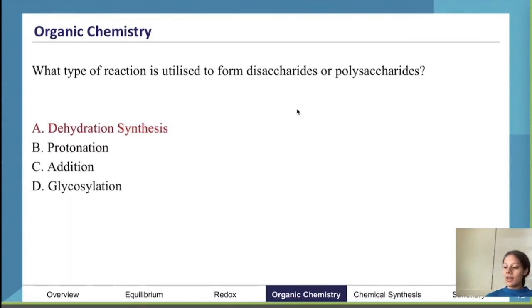Sorry, did I say we definitely don't have dehydration? Sorry, we don't have hydration. I was going to say because we're taking out water in a condensation reaction. Apologies, I think I got my words mixed up there. But condensation is removing water. So removing H2O.